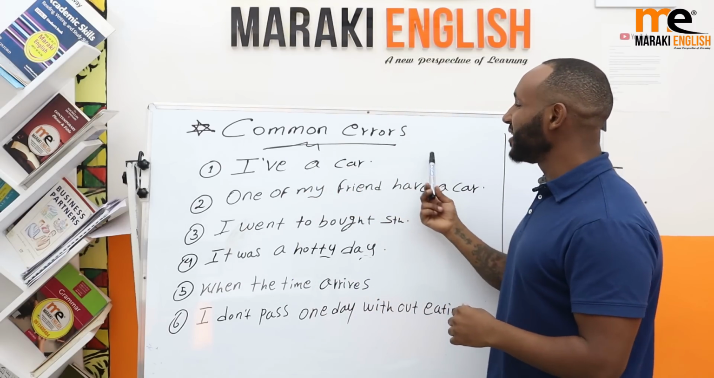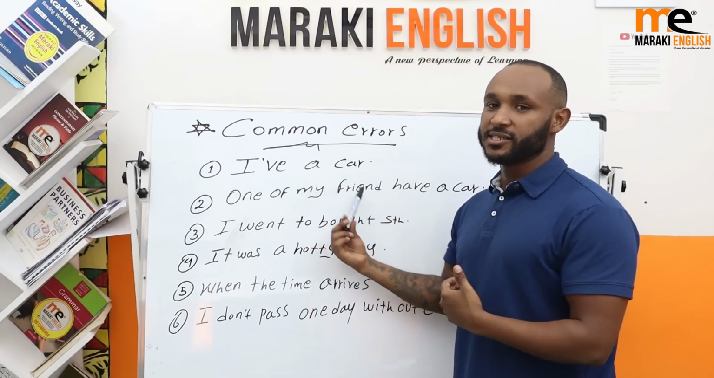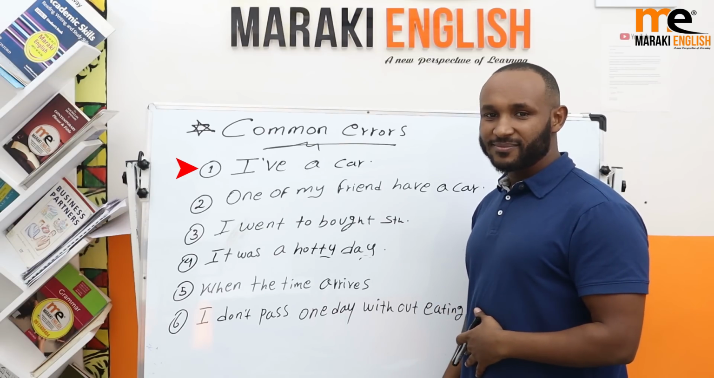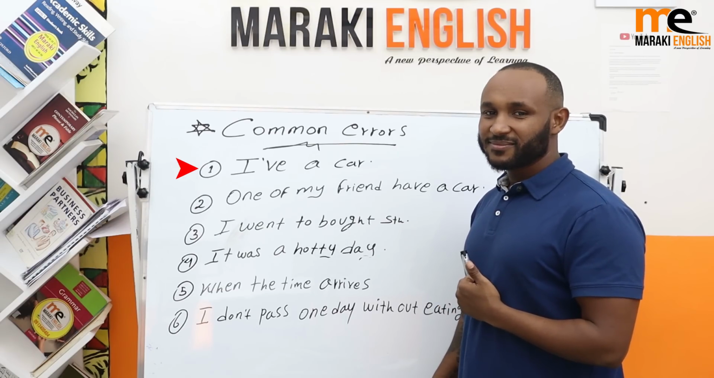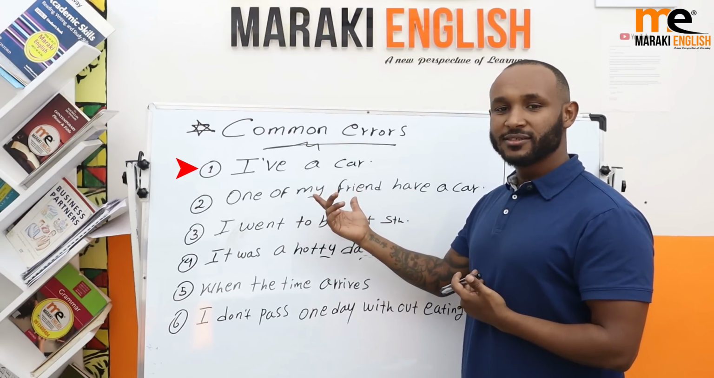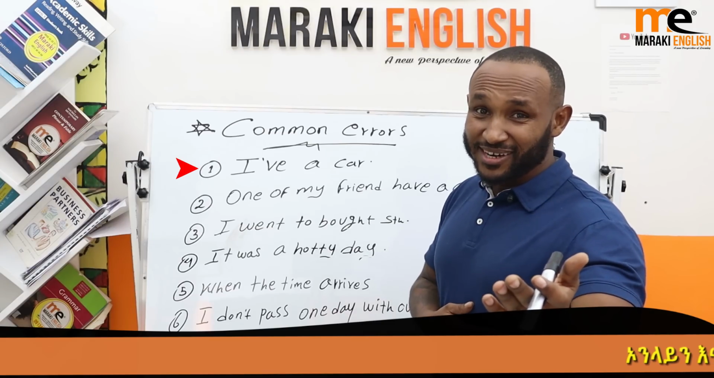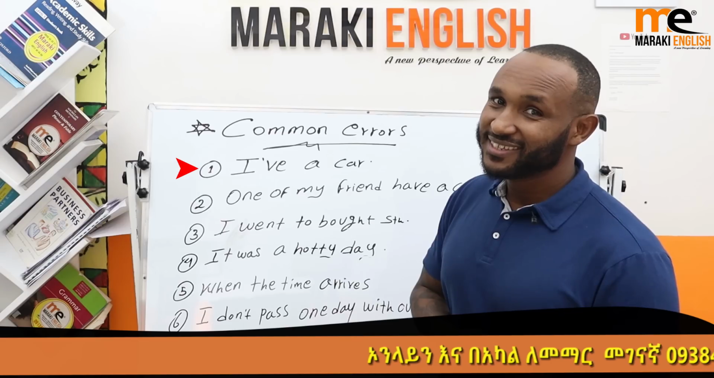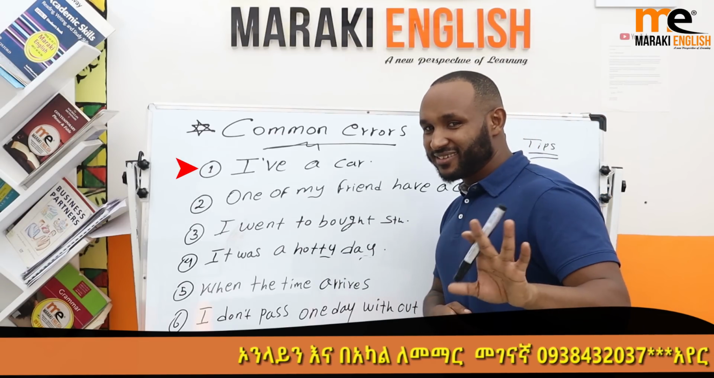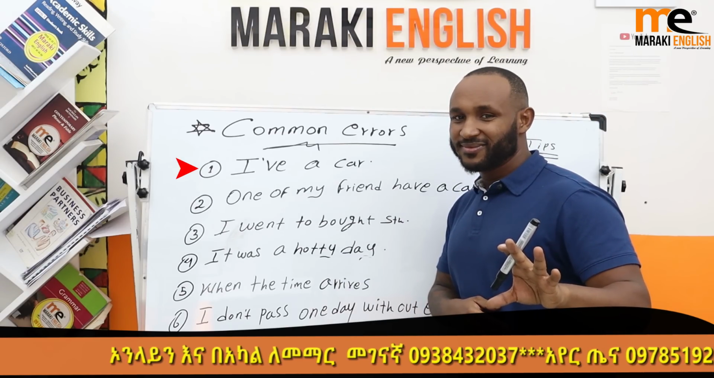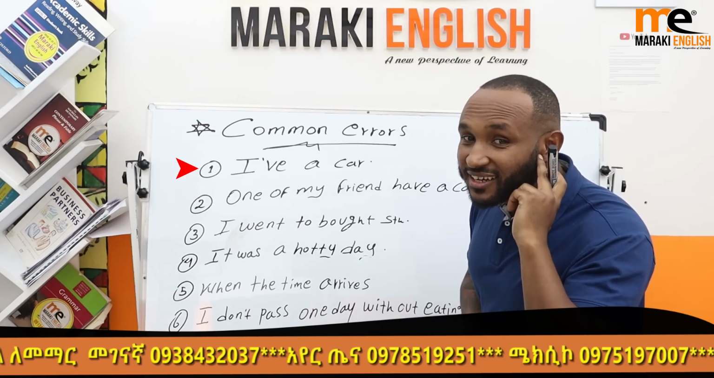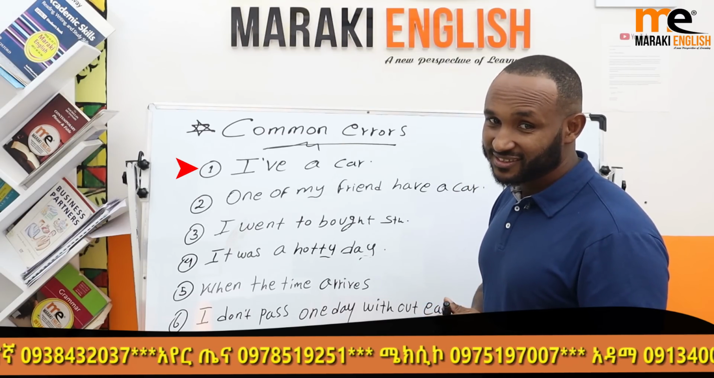It says common errors. So the first one is this. What does it say? I have a car. Have a car. What's the problem with this? I have a car. Nothing. It's perfect, right? It doesn't have any problem? Are you sure? Look at it. You're sure? Yes, I have a car. It's right. Is it? Yeah, I think.